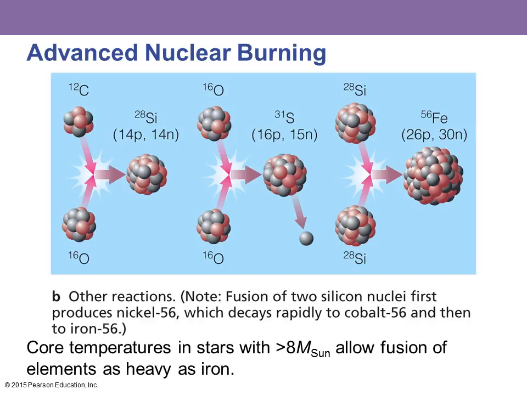And here are some other reactions. Oxygen and carbon forming silicon, oxygen and oxygen forming sulfur, silicon and silicon forming iron. So core temperatures in stars greater than 8 solar masses allow the fusion of elements as heavy as iron.